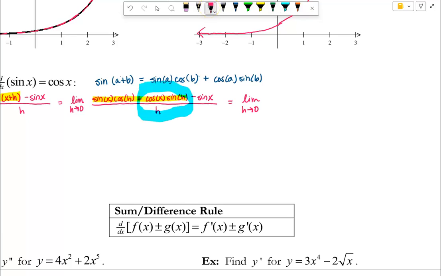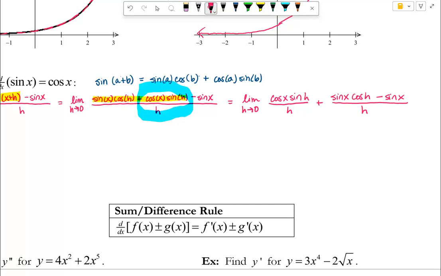And I'm going to peel that off to be the cosine of x times the sine of h. And I'm going to give that its own denominator there. And then I'm going to add to that all the other junk. So we've got the sine of x times the cosine of h, that was our first term in our numerator, minus the sine of x, that was our third term. So all we've done so far is just reorder the addition in our numerator and give those two things their own denominator there.